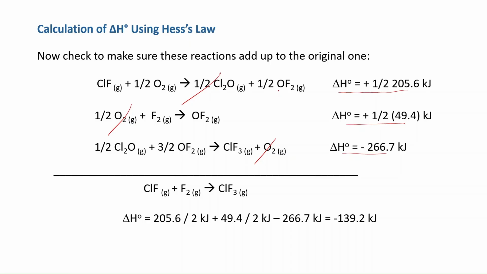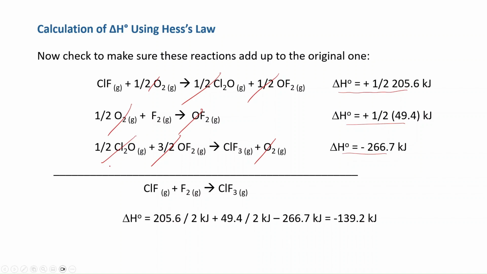And here I have 1.5 difluorides, and I have 3 halves, so that's 1.5. So these ones are going to cancel out too. Okay? I didn't cancel that one. And yes, and half a chloride.